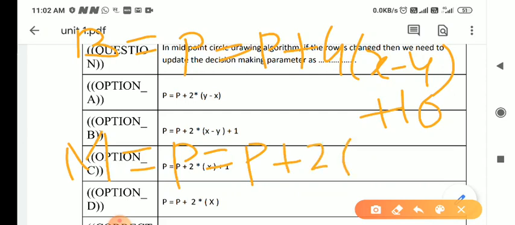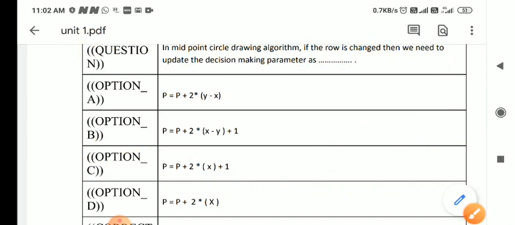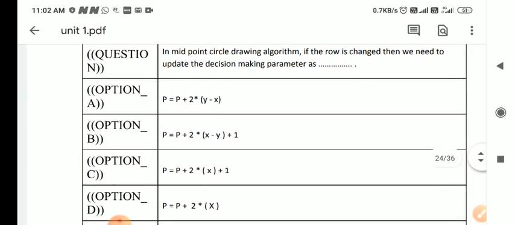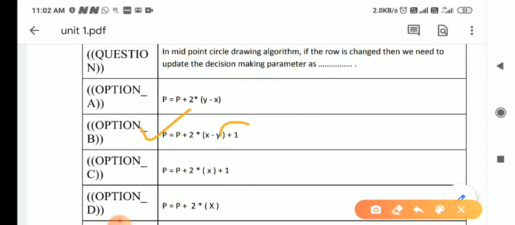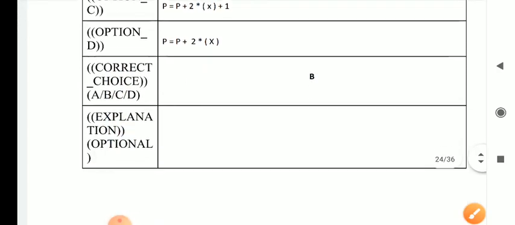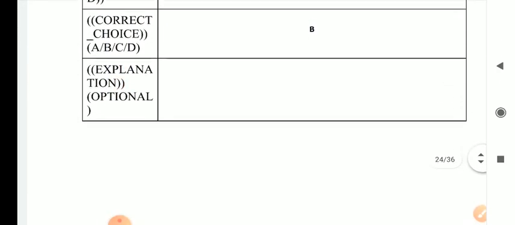2 into bracket x minus y plus, I think, 5. There should be 5. So here something wrong answer is given. The answer will be this one, and here there should be 5, because you have to make it half. For Bresenham it was 4 and it was 10. So make it half, this will be 2, this will be 5. So the answer is B.